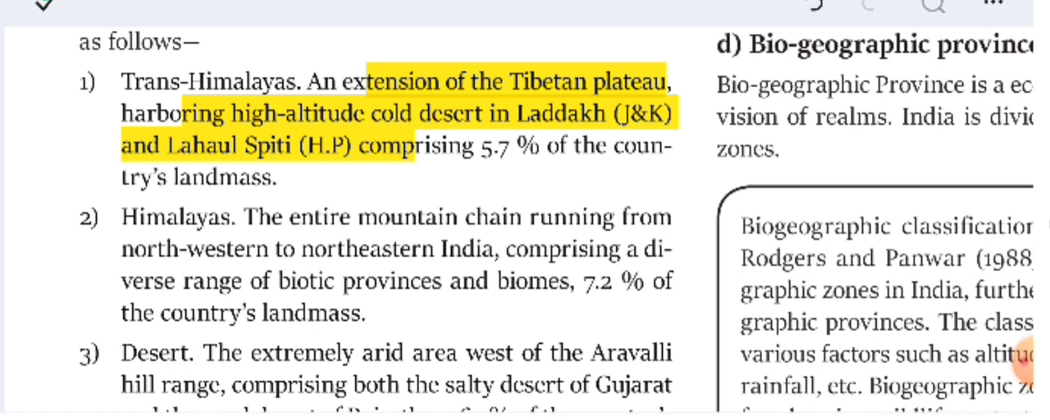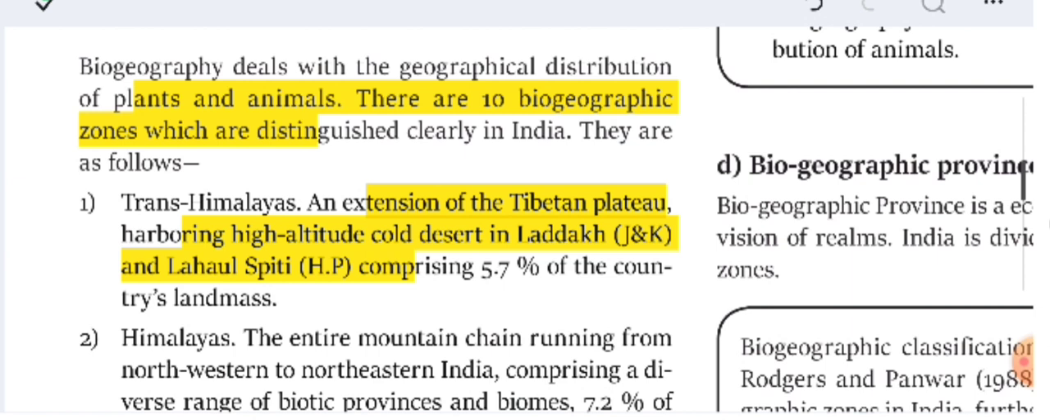Okay, so here are the 10 biogeographic zones which are distinguished clearly in India. First is Trans Himalaya, an extension of the Tibetan plateau. We all know Trans Himalaya is the extension of the Tibetan plateau, a high altitude cold desert in Ladakh and Lahul Spiti. Lahul Spiti is in Himachal Pradesh, right? Comprising 5.7% of the country's landmass.